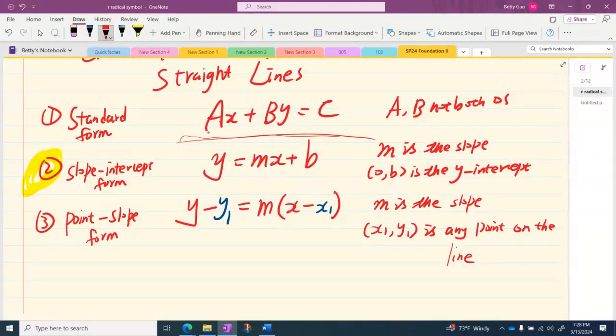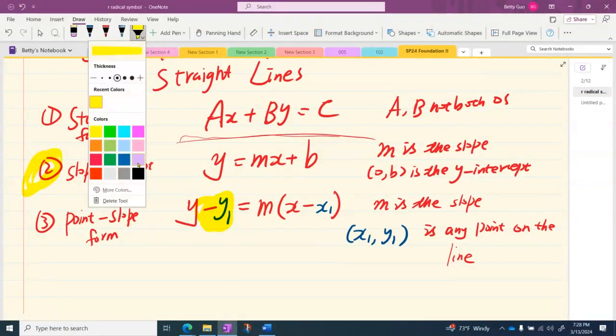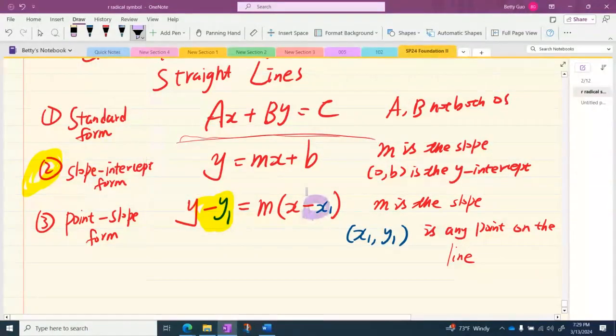Here the blue x sub 1, y sub 1 is a point on the straight line. And I want to color them, this is yellow. I want to explain the structure. How do I understand the structure of the point-slope form? Let me explain.